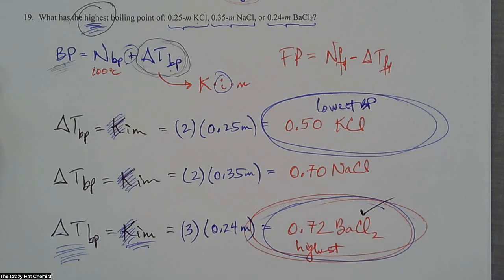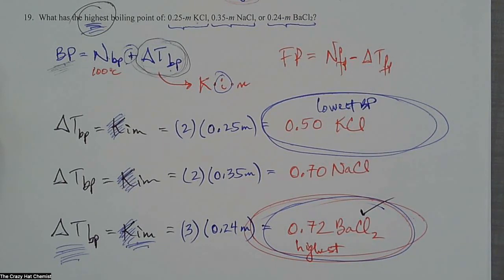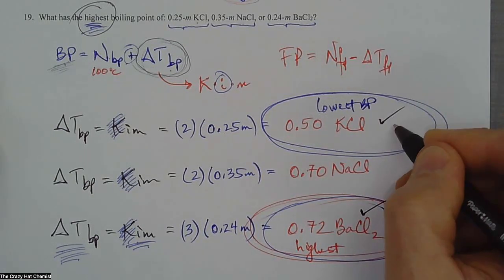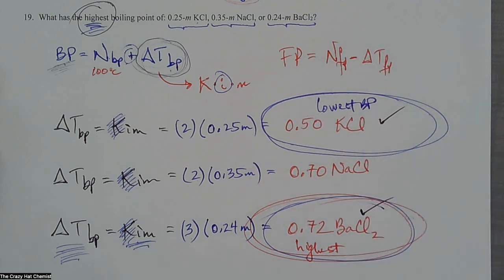Hopefully that makes sense. The lowest freezing point would be the barium chloride because this has the largest Kim and that will be the smallest value. And the highest freezing point would be this one here with the potassium chloride because it's the smallest change. So I've answered not only the question that was at hand on this problem, but I've answered 3 other questions as well. So hopefully you followed that.